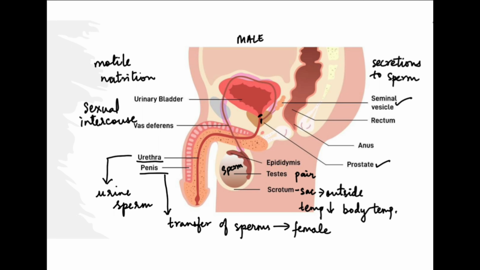This scrotum is outside the abdominal cavity rather than inside. This is because the temperature required for sperm formation is much lower compared to the normal body temperature. Along the way, we have glands like the seminal vesicle gland and the prostate gland, which add their own secretions to the sperm. These secretions make the sperm more motile as well as they provide nutrition to the sperm. This is required for the sperm to swim inside the female reproductive tract.